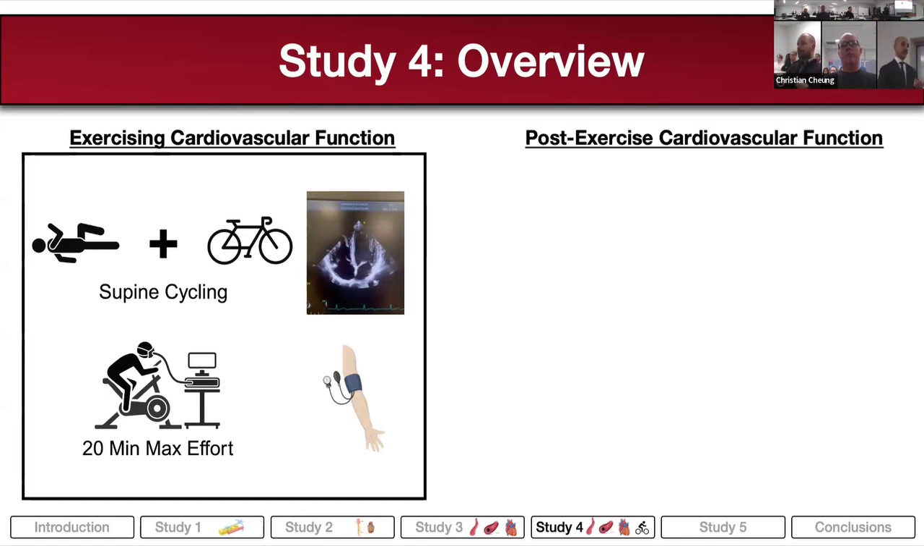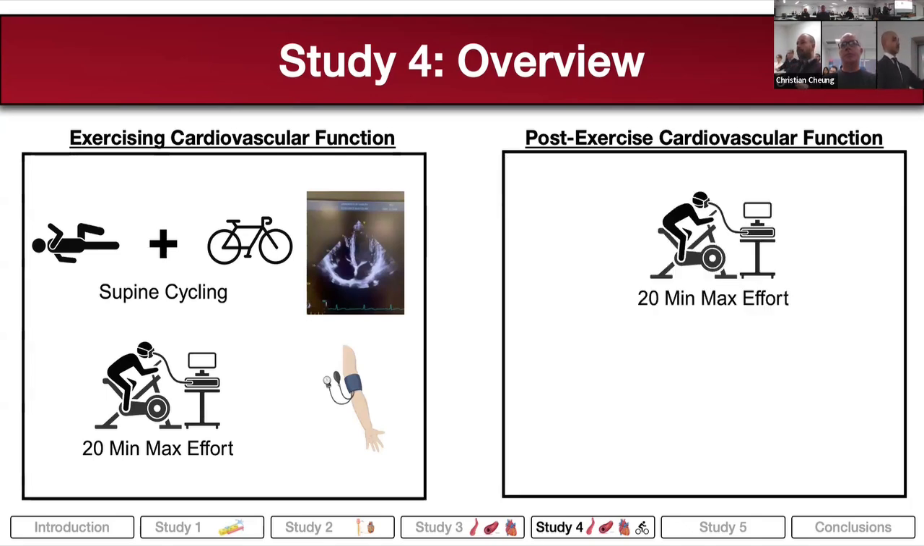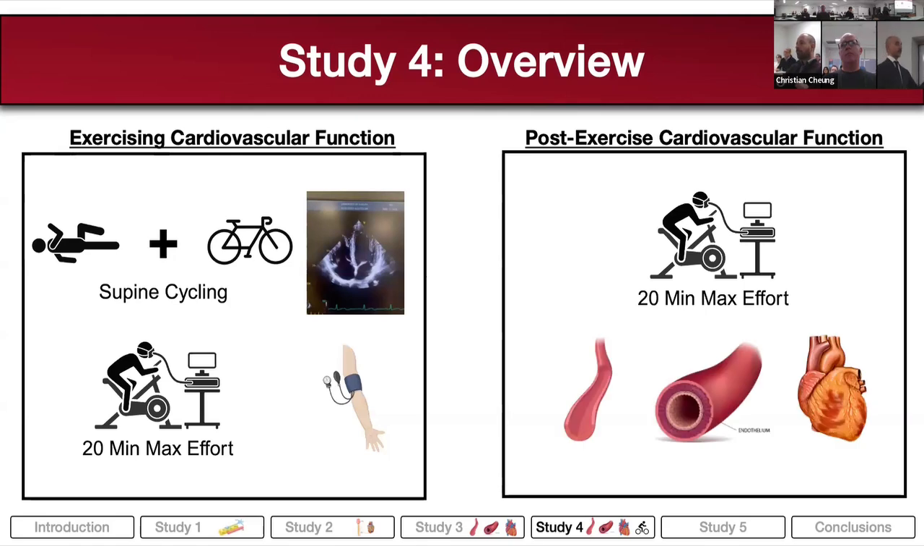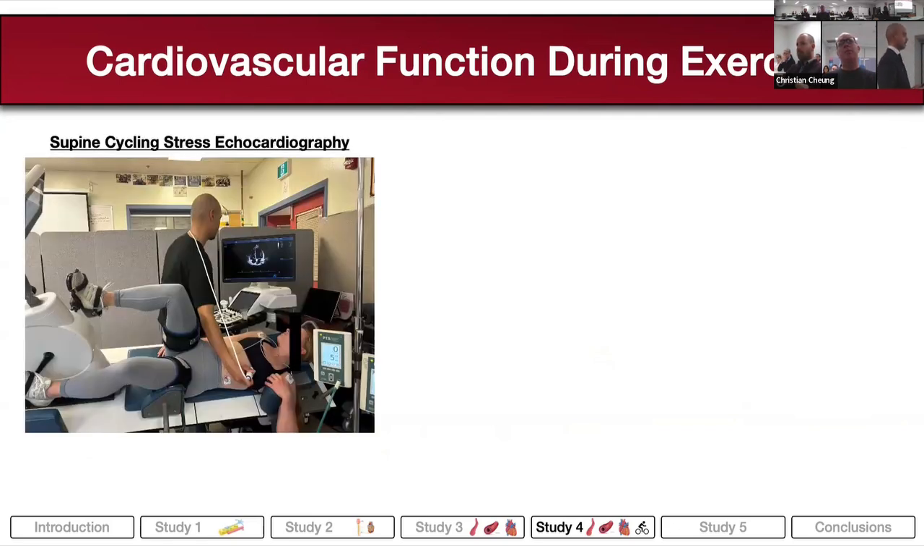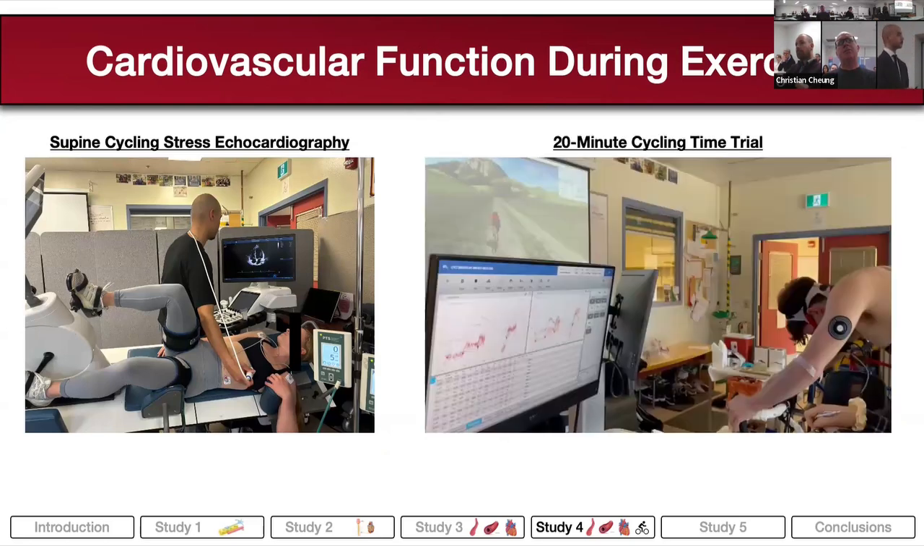We also looked at cardiovascular function in the post-exercise period by having participants do that 20-minute maximal effort and then measuring arterial stiffness, vascular endothelial function, and cardiac function afterwards. To give you a sense of what this looks like, we have a participant here on the bed while they're having their heart scanned, and we would have them cycling here so that their heart rate reaches 100 beats per minute while we take images.